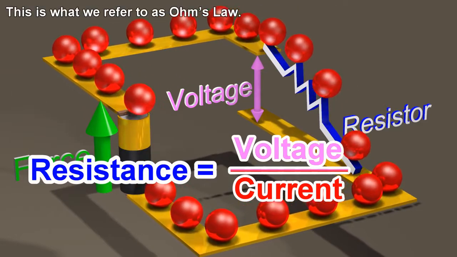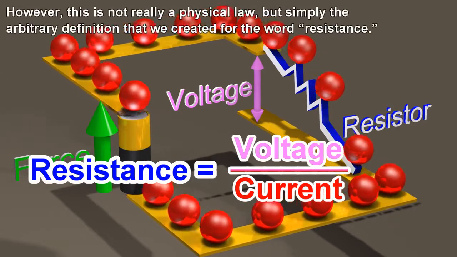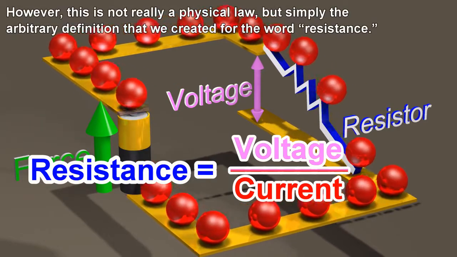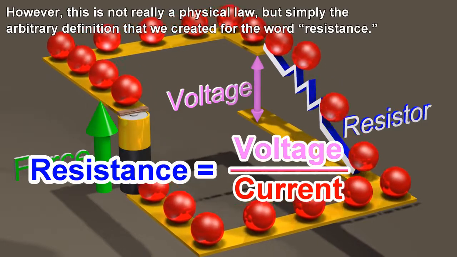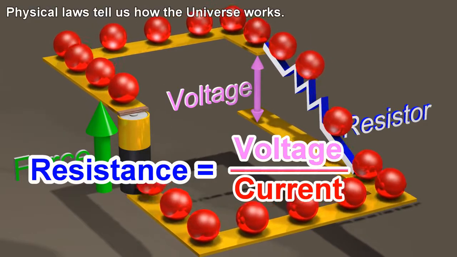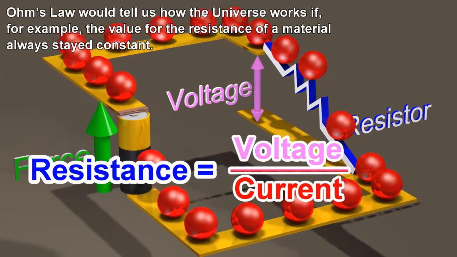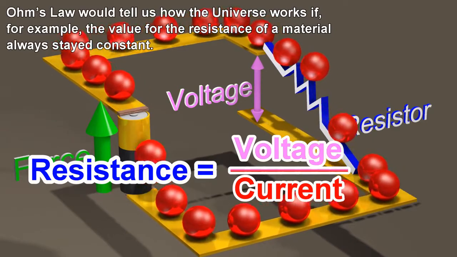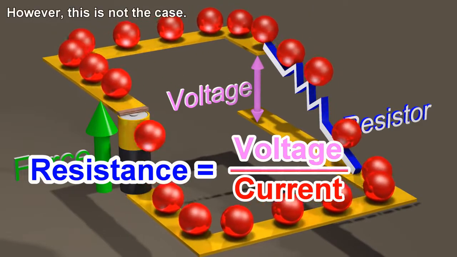This is what we refer to as Ohm's law. However, this is not really a physical law, but simply the arbitrary definition that we created for the word resistance. Physical laws tell us how the universe works. Ohm's law would tell us how the universe works if, for example, the value for the resistance of a material always stayed constant. However, this is not the case.